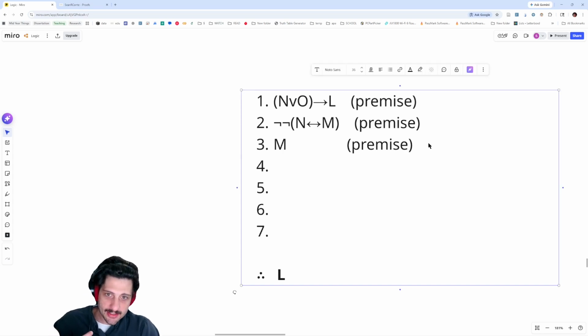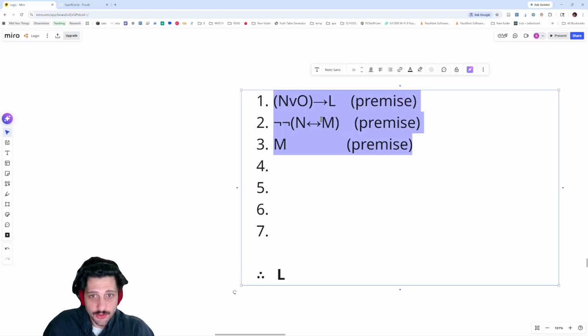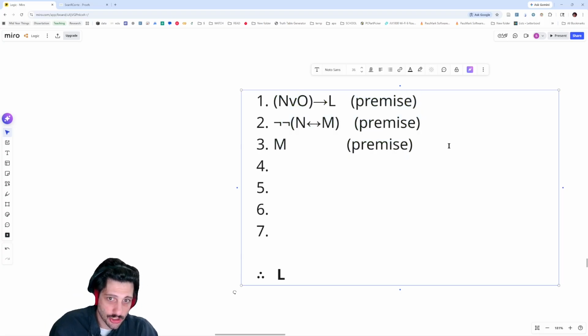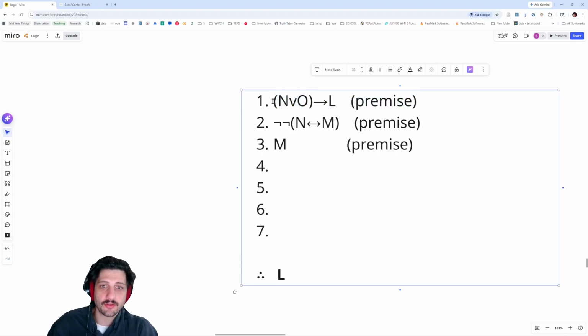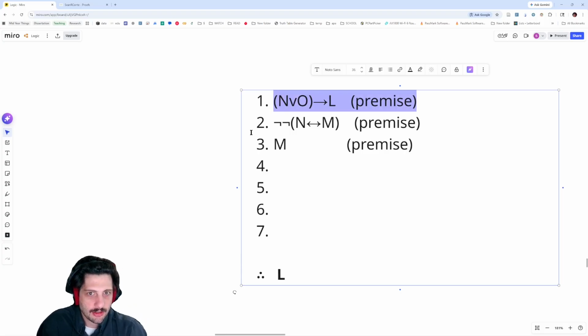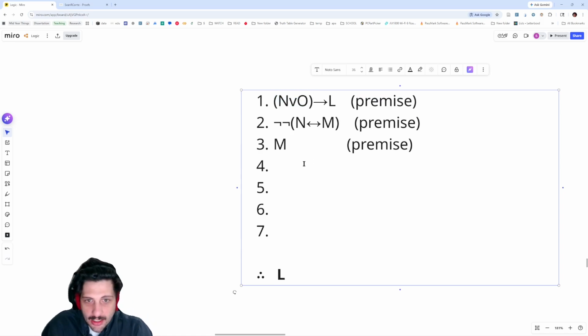So for instance, in this case, I see I have this conditional statement, I have this negated statement, and I have this atomic statement. Right off the bat, I want to think about what I can do with all of my complicated statements. I don't have an and, so I can't do a conjunction elimination. I see this conditional: if either N or O, then L. But I can't do a conditional elimination. Why not? Because you don't have the left-hand side on its own line. So what can we do?